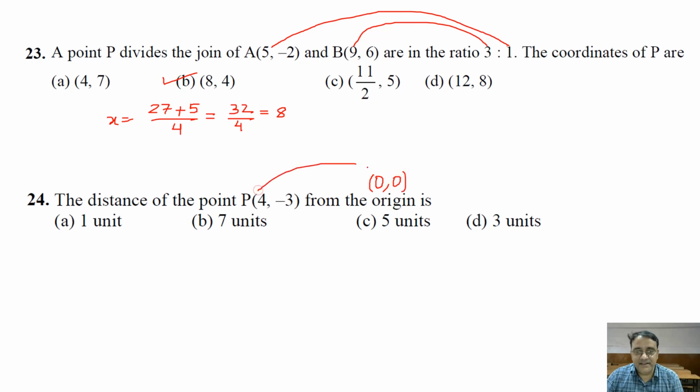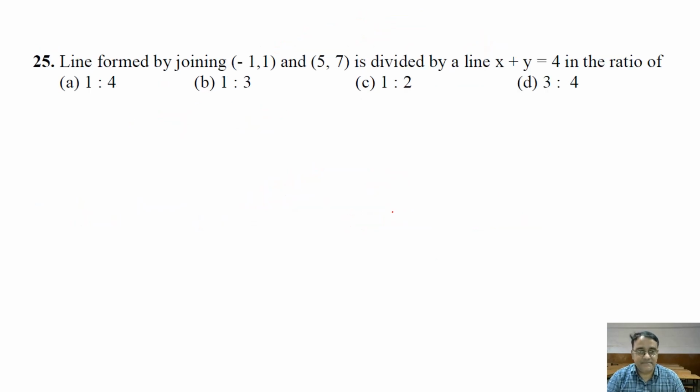So 4 minus 0 whole square is 16. Minus 3 minus 0, minus 3 square is 9. So 16 plus 9 is 25 and the square root of 25 is 5. 5 units. So correct answer is C. Now the next question, 25th question.